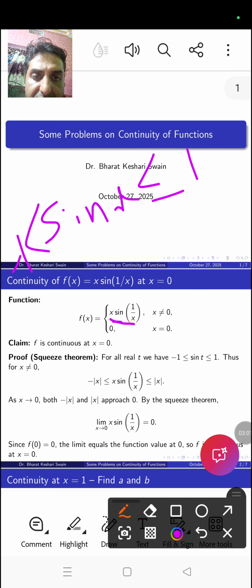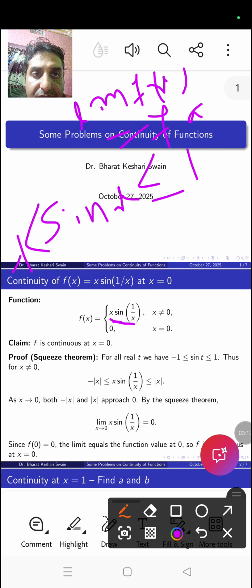So to check the continuity, what are the conditions we have? One is we have to check that the limiting value will be equal to the functional value. If your functional value exists, then we have to check whether it is equal to the limiting value or not at that point, and the point is x equal to 0. So the limit of f(x) as x tends to 0 must be equal to f(0) for the continuity of this function. So first we have to find the limit of the function.